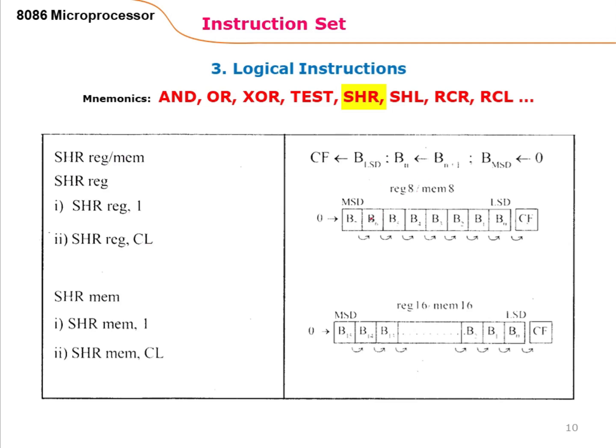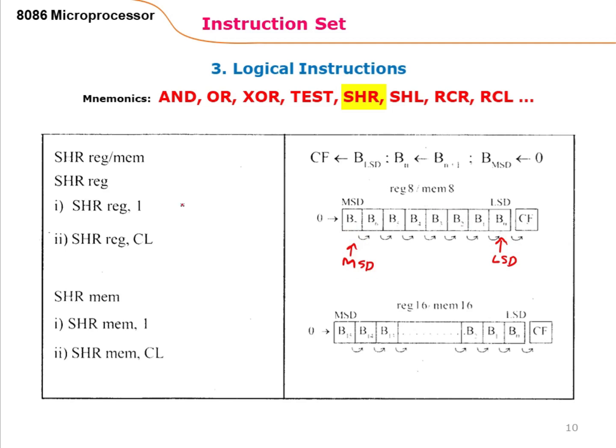So what is done here? So we can shift the contents of the given register or given memory location through the carry flag. So consider 8-bit data or register, or 16-bit data or register. So this is our least significant digit, and this is our most significant digit.